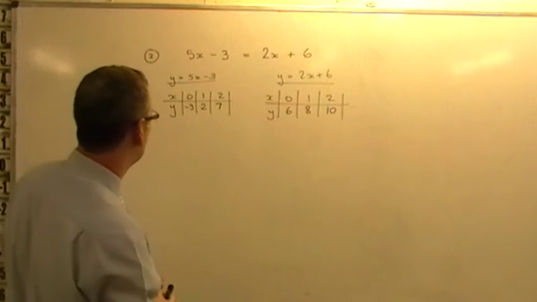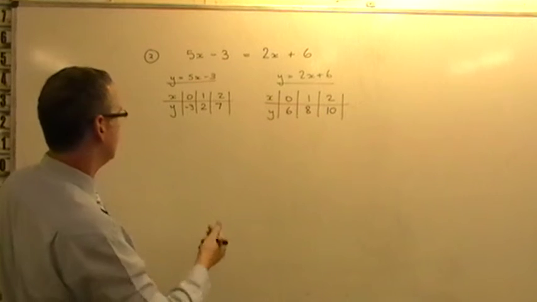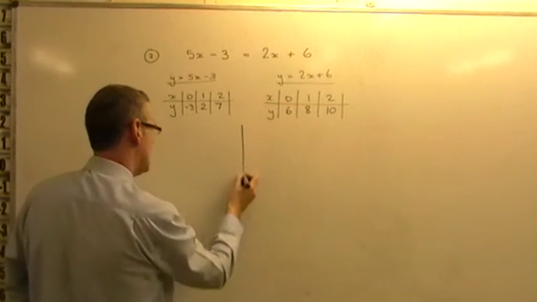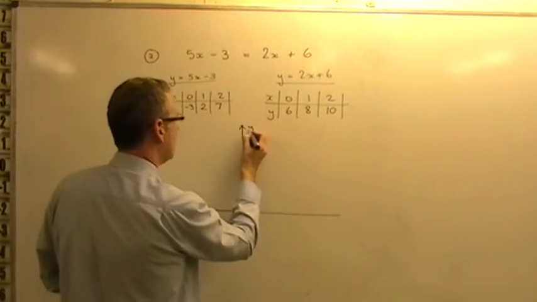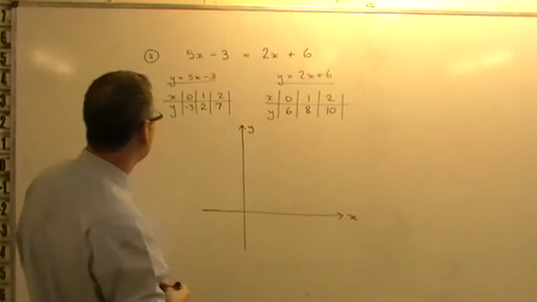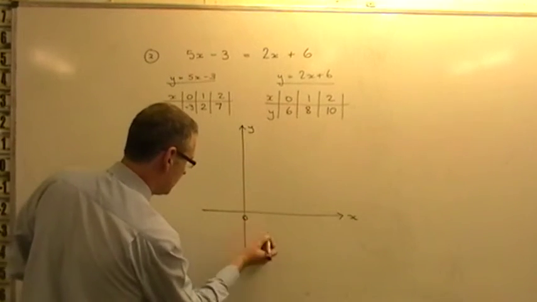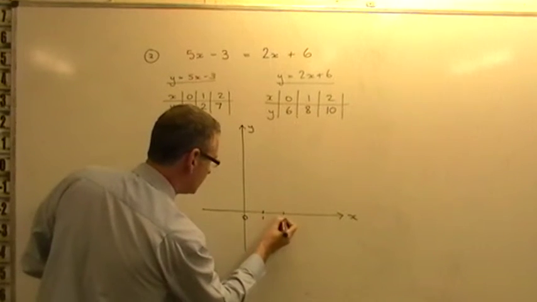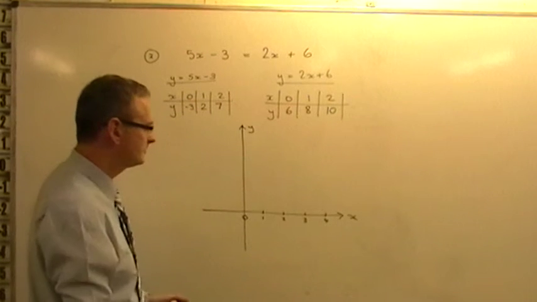Okay, let's plot those points and let's see what the answer to the equation is going to be. So here I'm going to set up my axes like so, y and x. You would obviously use a ruler to do it really accurately, and 0, 1, 2 is needed for the x's. I'm actually going to go 0, 1, 2, 3 and 4 for this one.